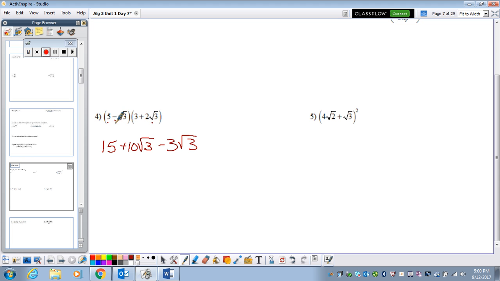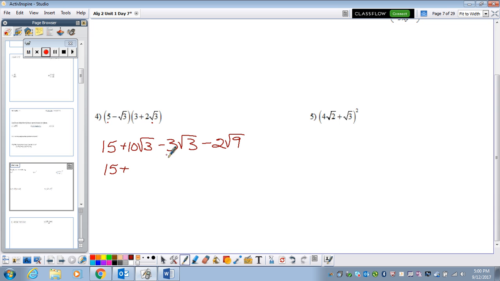Let's take what's on the outside first. Negative 1 times 2 is negative 2. Square root of 3 times square root of 3 is square root of 9. We need to combine some like terms. Let's bring this 15 down for right now.